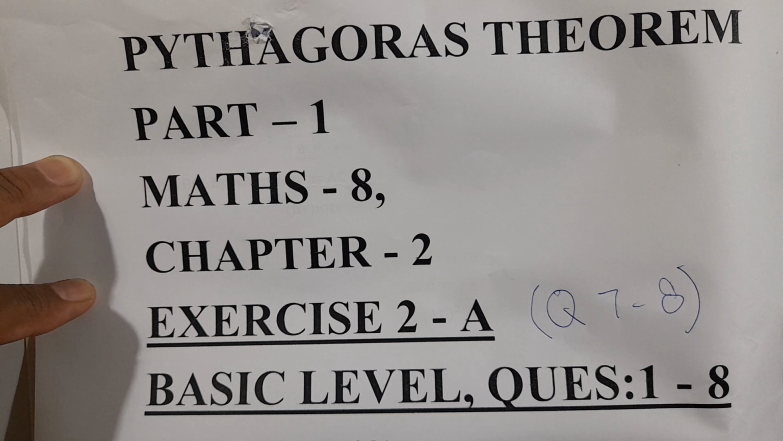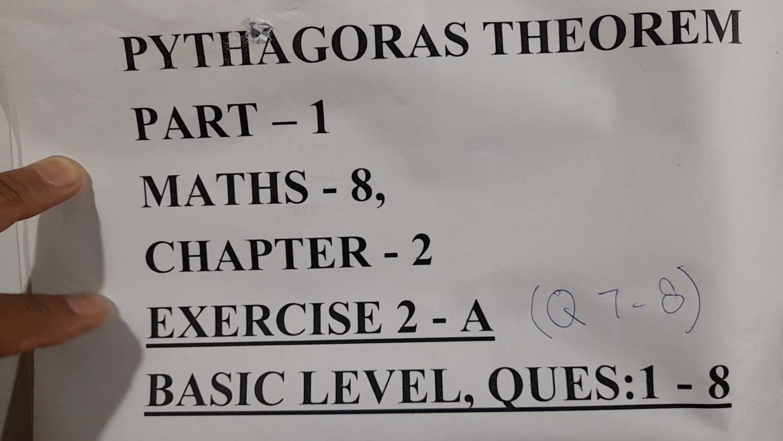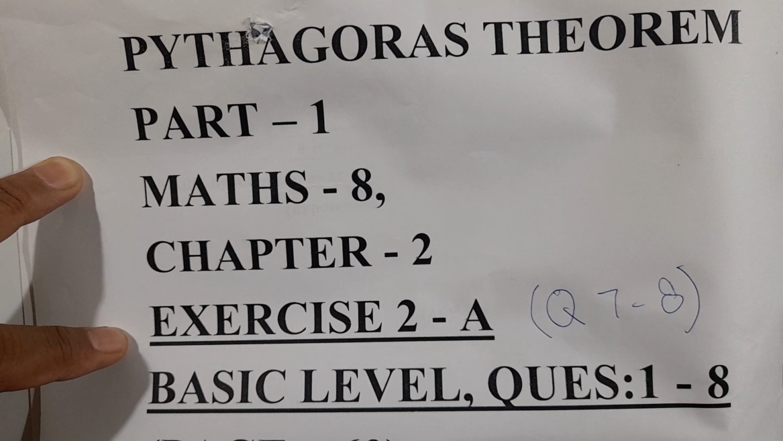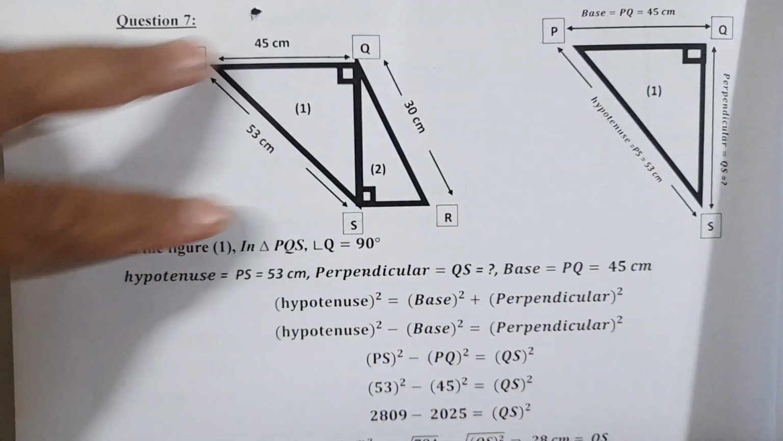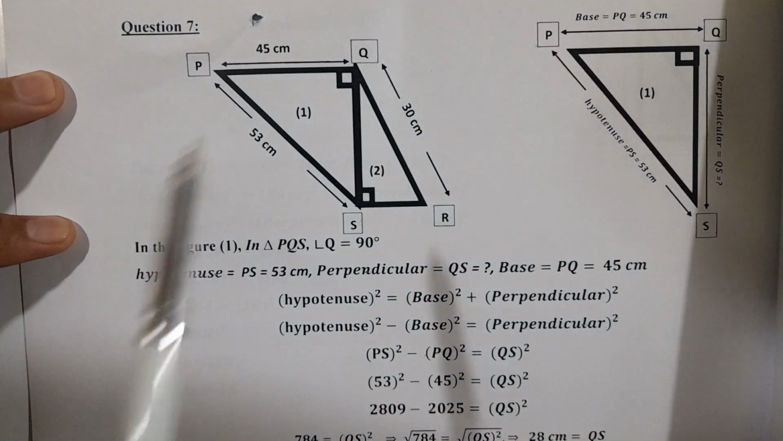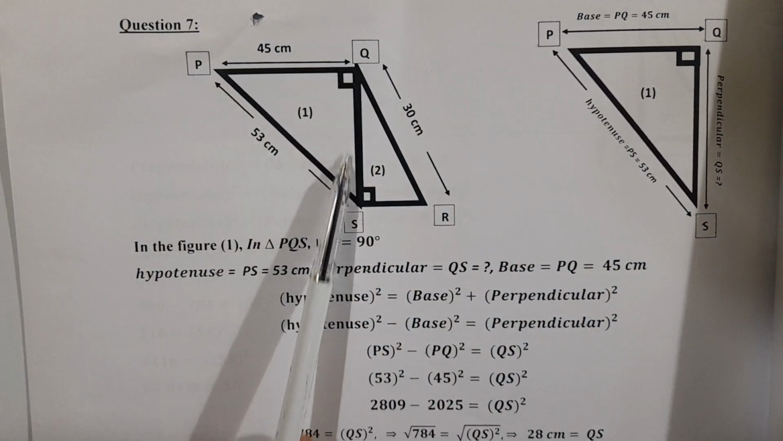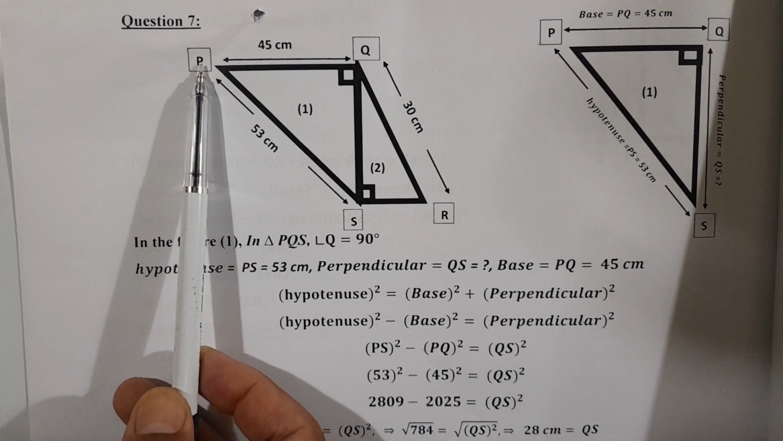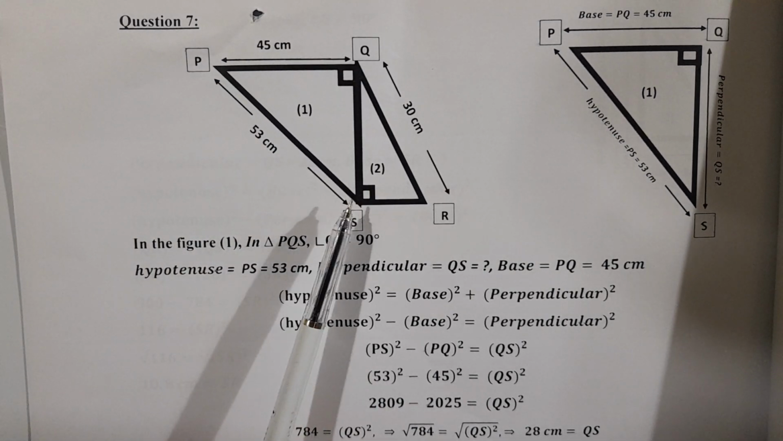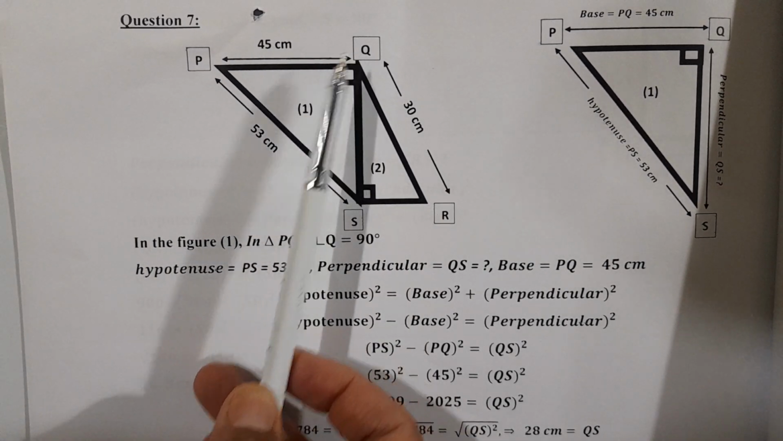Welcome, students. Today we will be covering exercise 2A, question number 7 and 8, basic level. Coming on to question number 7. In fact, we have been given two right angle triangles. One triangle is PQS and the other one is RSQ.